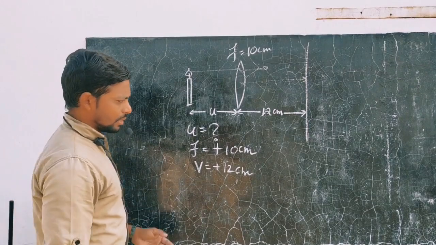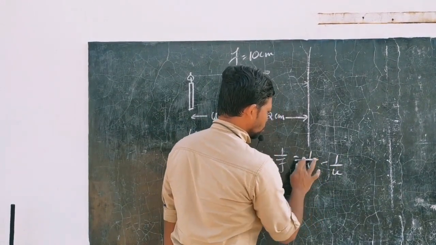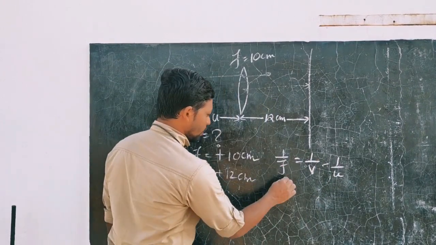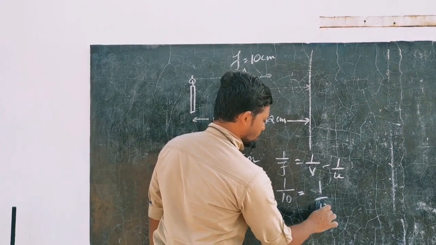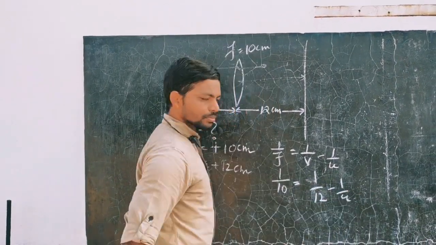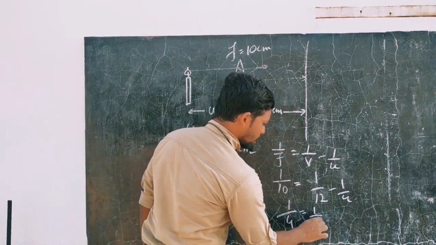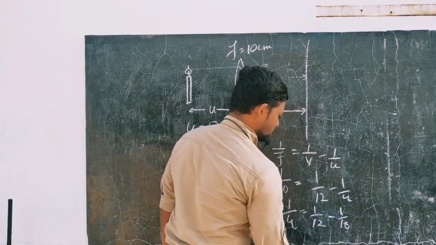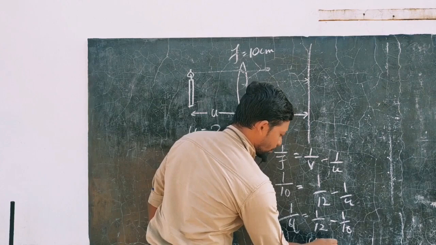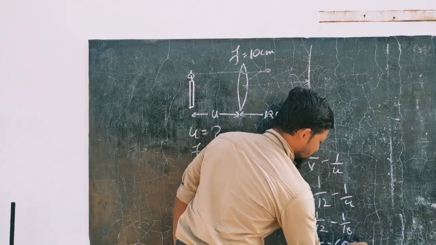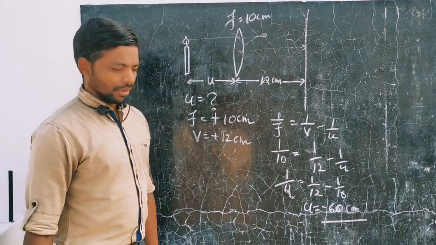Right, just apply this in the mirror formula, 1 by f is equal to 1 by v minus 1 by u. So 1 by 10 is equal to 1 by 12 minus 1 by u. Bring that over: 1 by u is equal to 1 by 12 minus 1 by 10. So on solving we would get u value minus 60 centimeter, right? So this is the object distance.